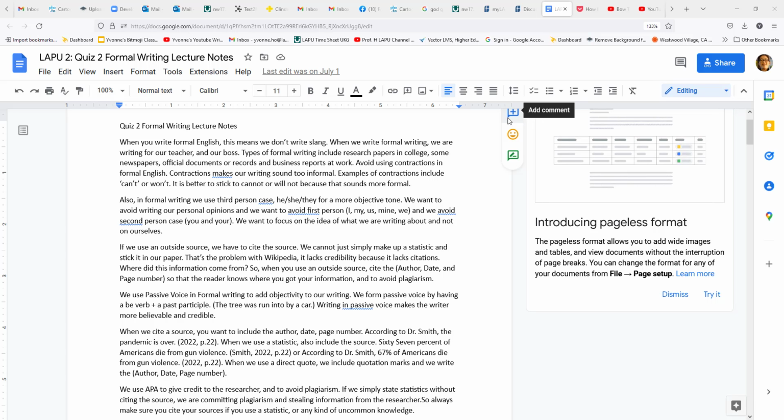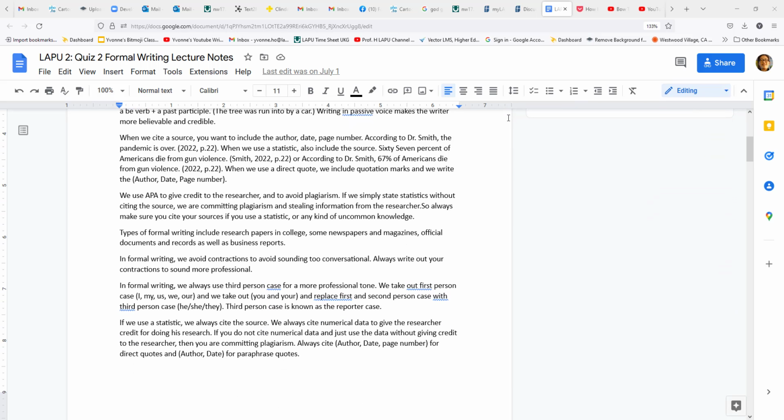When we use a statistic, also include the in-text citation. So 67% of Americans die from gun violence. Then you have to put in the author, the date, the page number. Or you can say, according to Dr. Smith, 67% of Americans die from gun violence. So however way you say it, you just got to have author, date, page number. So that's when we use a direct quote, when we quote something word for word.